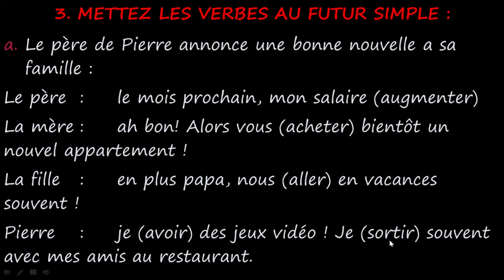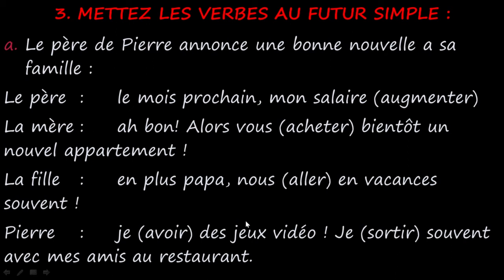Then the verb sortir: je sortir souvent avec mes amis au restaurant. Je sortirai. The radical of sortir is sortir itself. Then the ending is AI. Je sortirai souvent avec mes amis au restaurant. I will often go out with my friends to the restaurant.